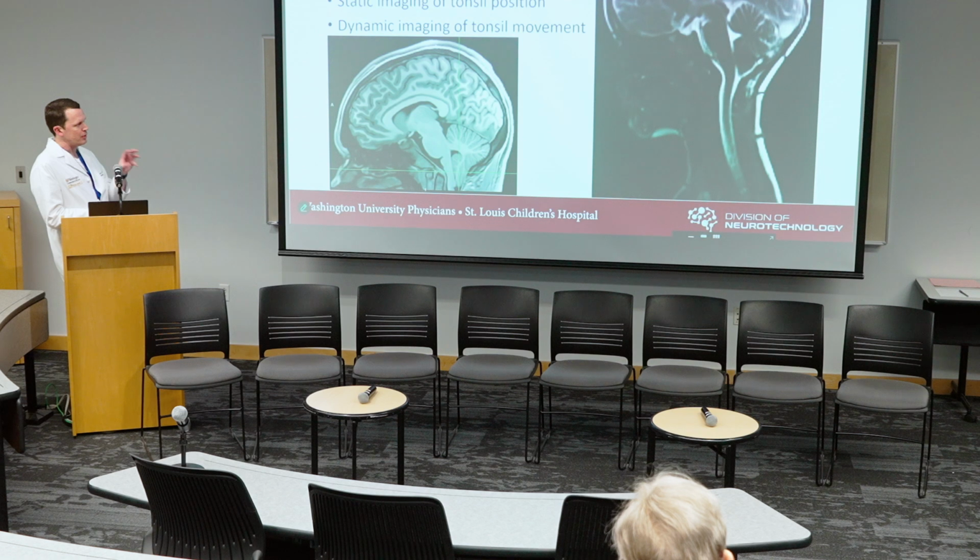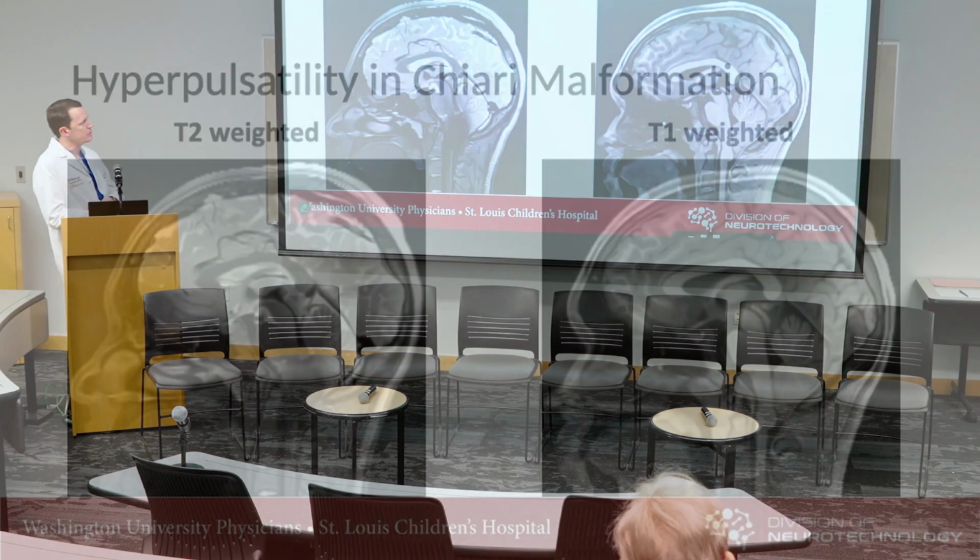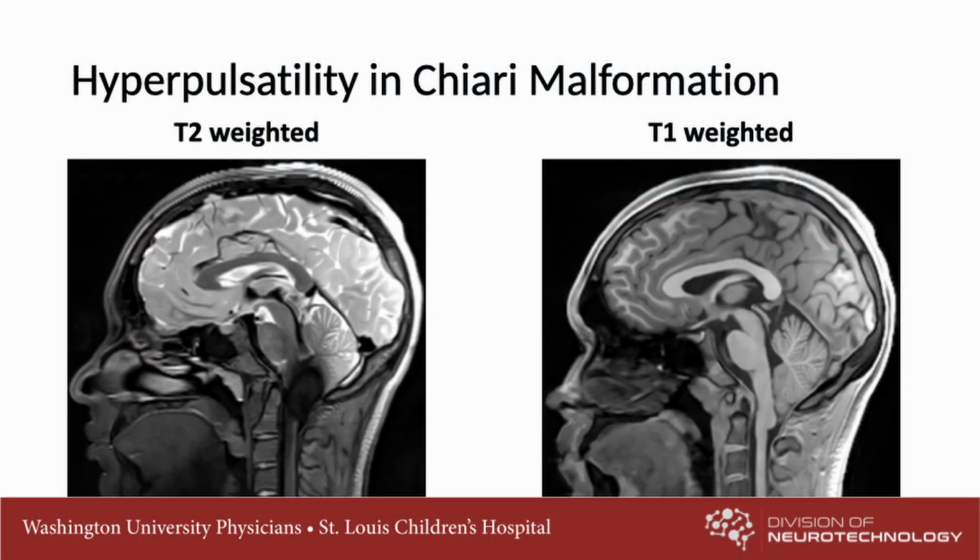And this is one of those features we talk about a lot, is how those tonsils are pulsing away much more so than the rest of the brain. We sometimes refer to this as hyperpulsatile. One of the ways that manifests in this imaging technique we're using now is in this T2 weighted image with a few special features that go along with it.